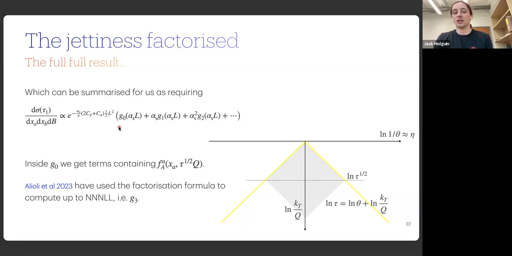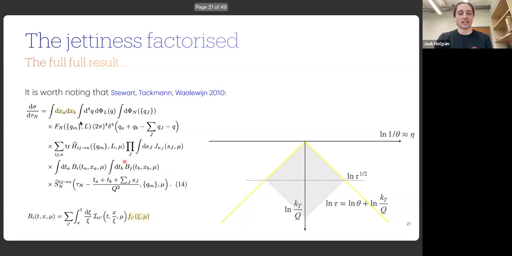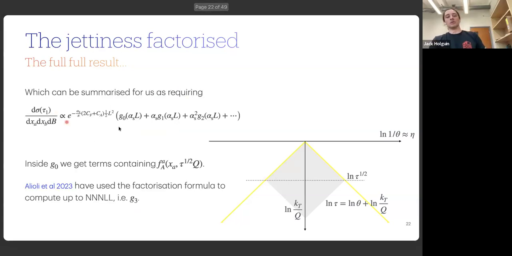And there's no extra double logs going around. And this factorization formula by Stewart et al. was used to compute the observable under the assumption that the factorization holds at next-to-next-to-next-to-leading log by Aoli et al. And that's including up to G3, which I didn't even put in this formula. So that's 3 powers of alpha S suppressed. So in principle, that's an exceedingly accurate calculation.